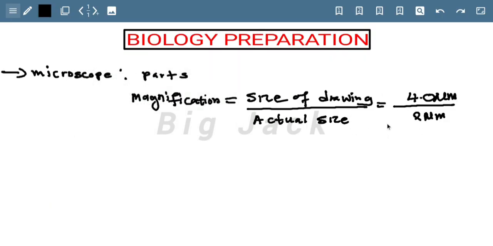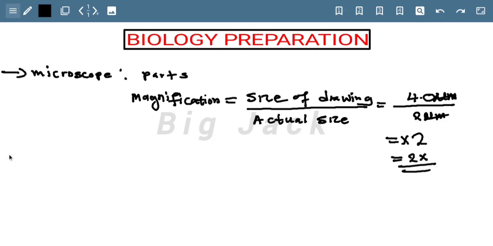After dividing, you can see that the units cancel each other. Then what are you going to get? You're going to get 2. But usually for magnification we include an X to represent the number of times, because with magnification you are talking about how much the cell has increased in size. That's the reason why we put an X. You can put it in front or at the end, so it can be 2x or x2. This is how you're supposed to answer magnification.